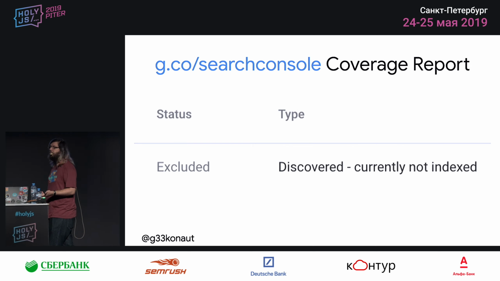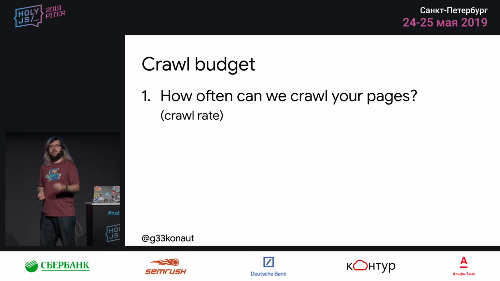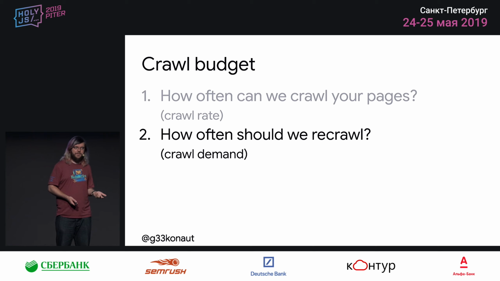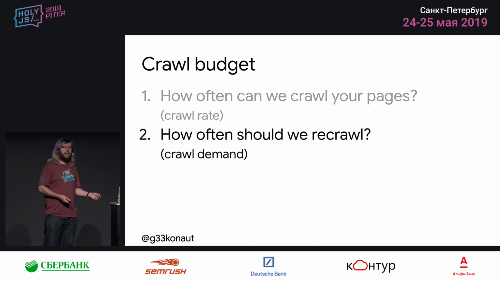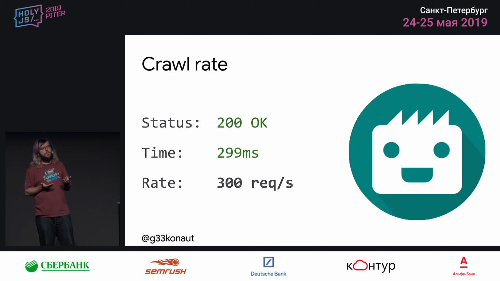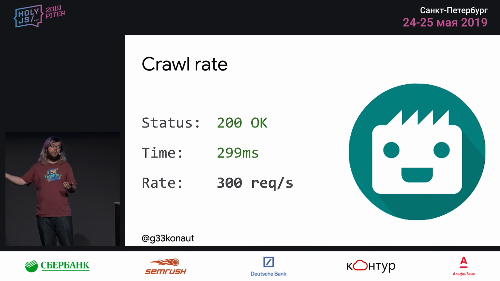Why is that? It's because of crawl budget. Well, what is crawl budget, Martin? Well, crawl budget consists of two things. First is the crawl rate. How quickly can we crawl your pages? The second is how often should we crawl and recrawl your pages. That's called crawl demand. Now let's look at crawl rate for a second. Crawl rate is the symptom of the issue or the challenge that we have to master. That is, we want to crawl your pages as quickly as possible without hurting your users or your servers, right?